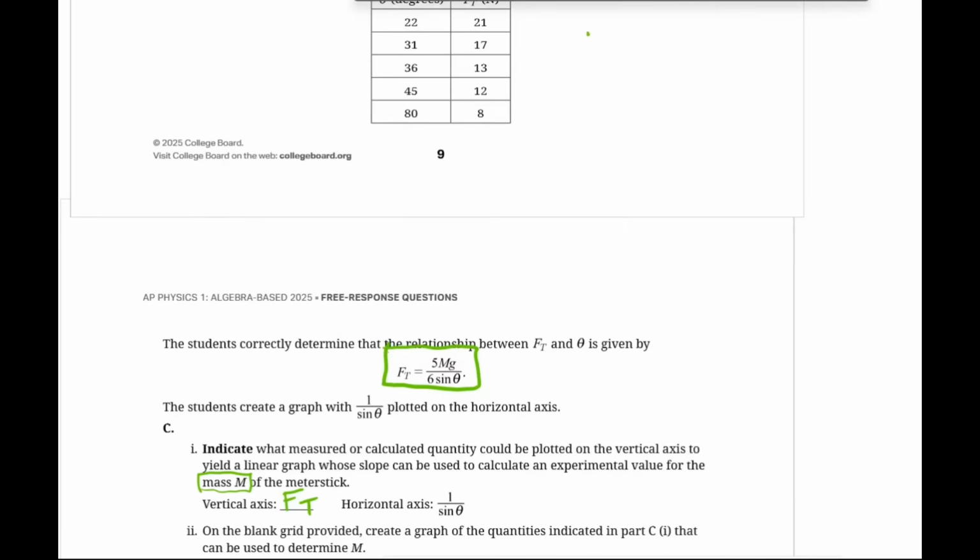All right, if you're taking a look at this relationship that I boxed over here in green, ft equals 5 mg over 6 sine theta, it would be the most reasonable thing to graph ft on your vertical axis because capital M is what we're looking for and it's constant, and obviously g is a constant as well, so there's not really any variables to look for besides ft, and we had a spring scale to find our ft anyways, so ft definitely seems like the way to go.